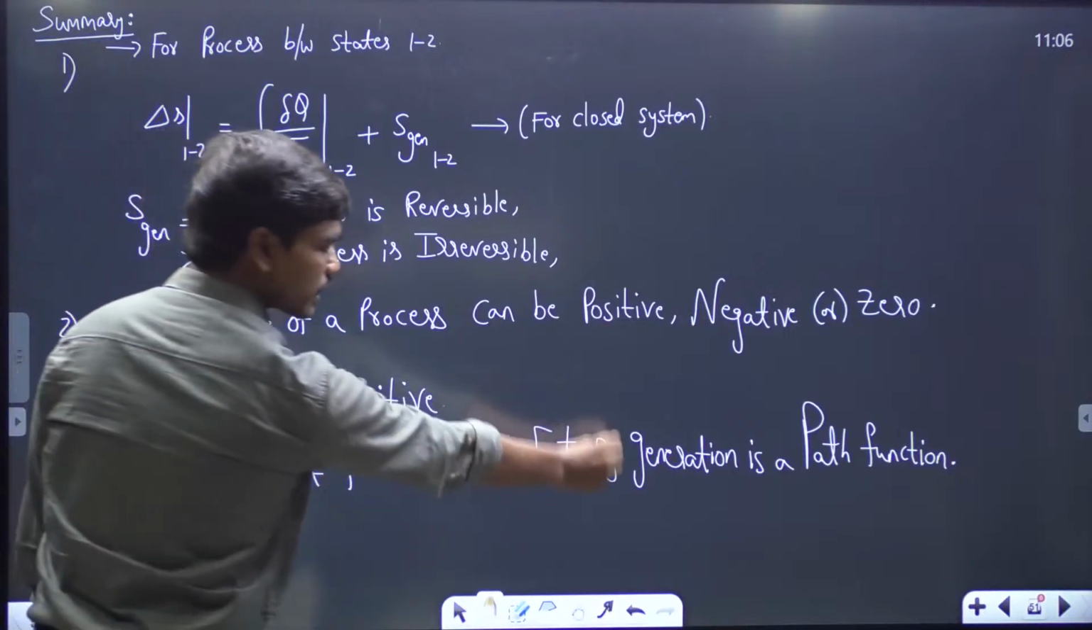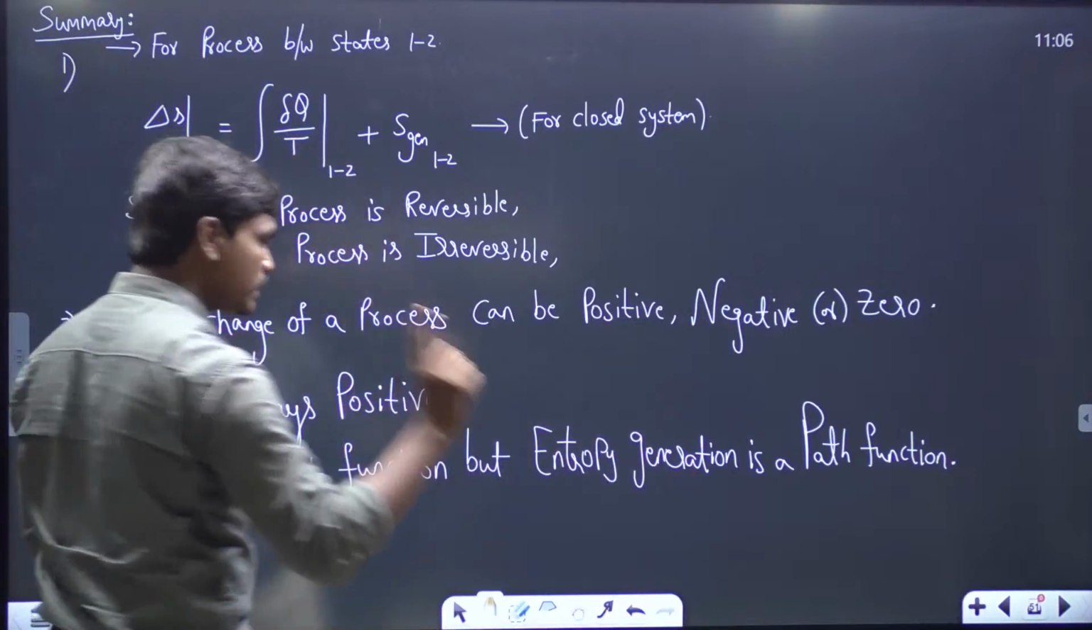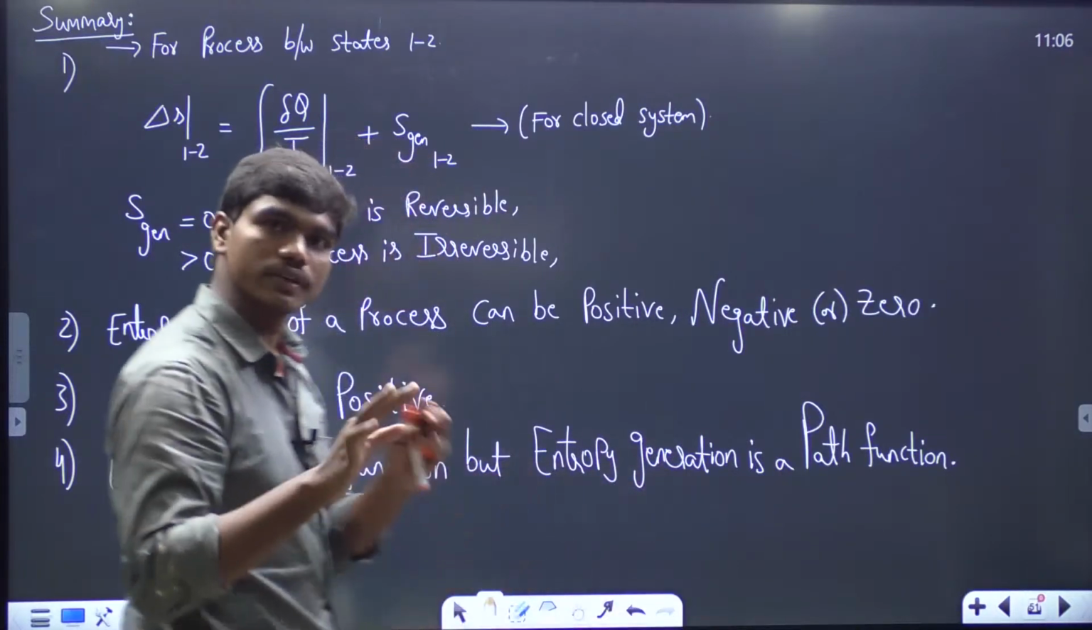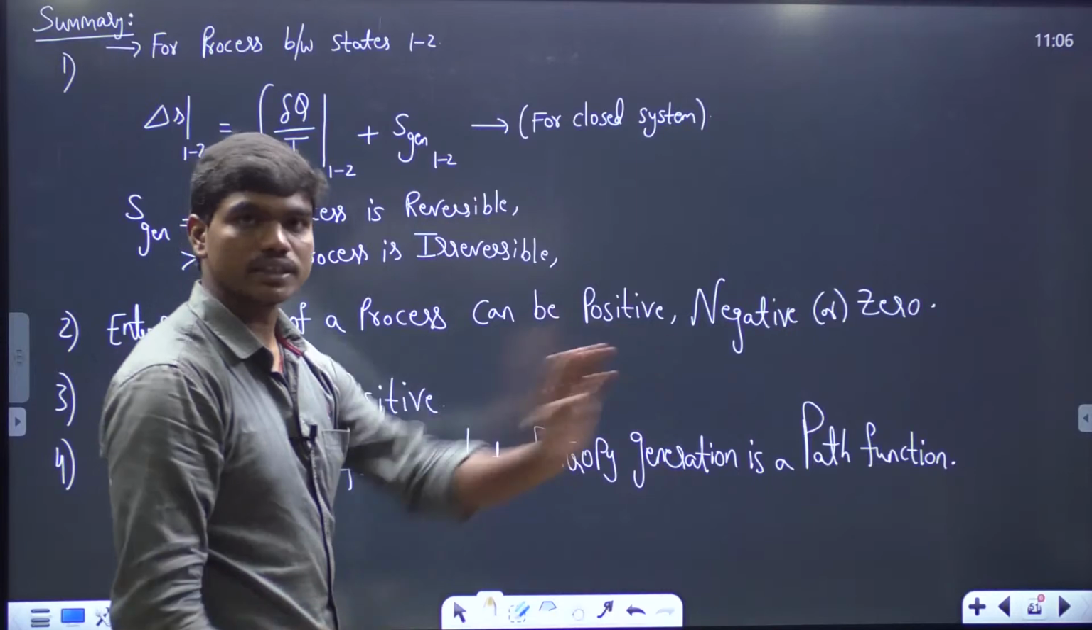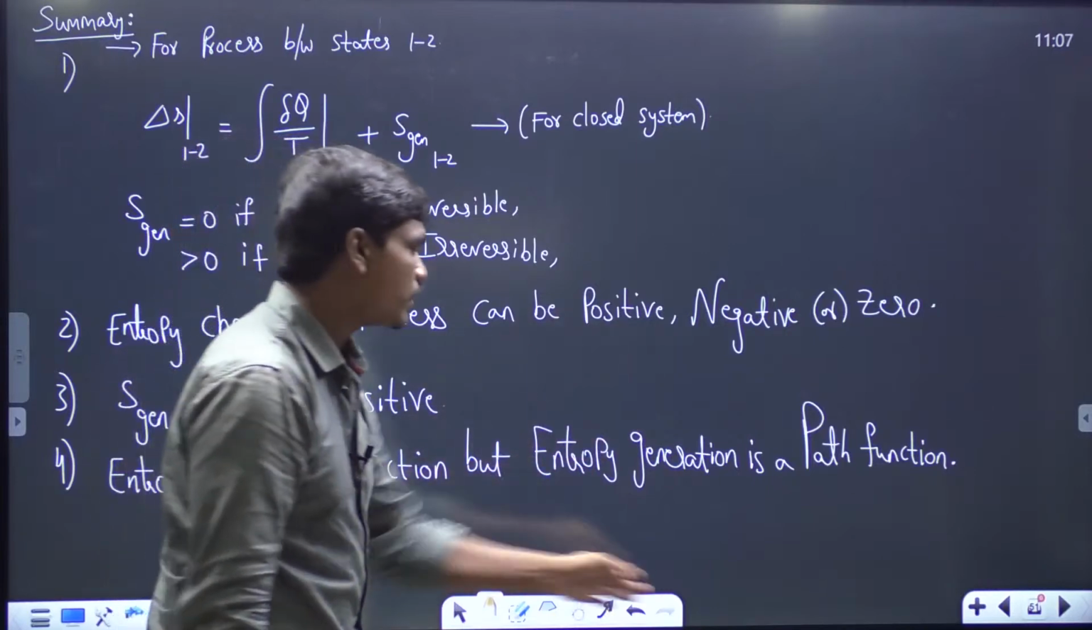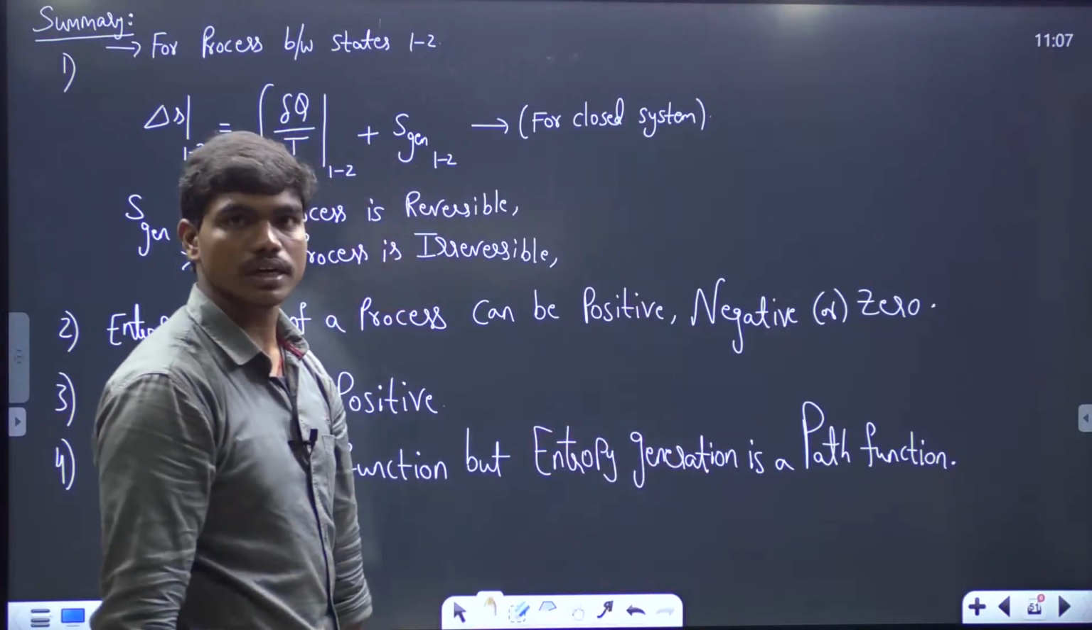Entropy is a point function, but entropy generation is a path function. You need to be very clear between these two terms, entropy and entropy change. I have given you derivations for both. I have given you a derivation in this course of why entropy is a point function, and I also gave you a derivation of why entropy generation is a path function. Clear to all of you?